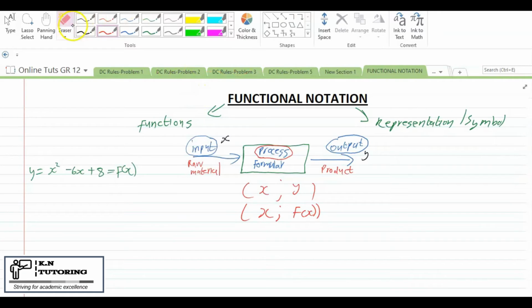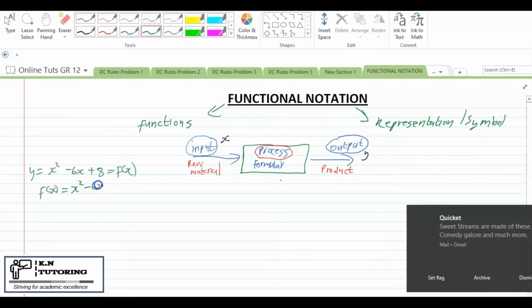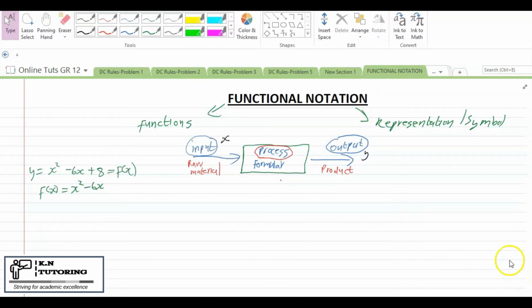Okay, let me clear this. So we are given this functional notation. Since this is a function, we can agree that I can write it as f of x is equal to x squared minus 6x plus 8.